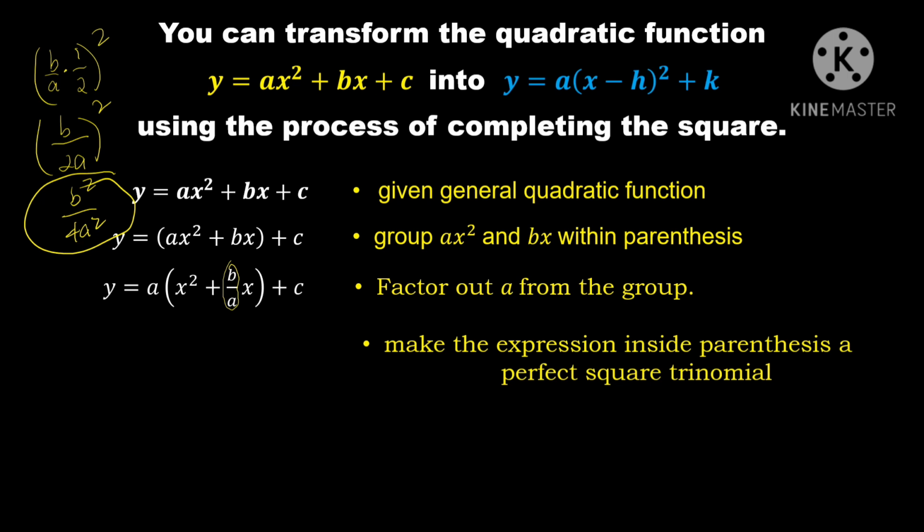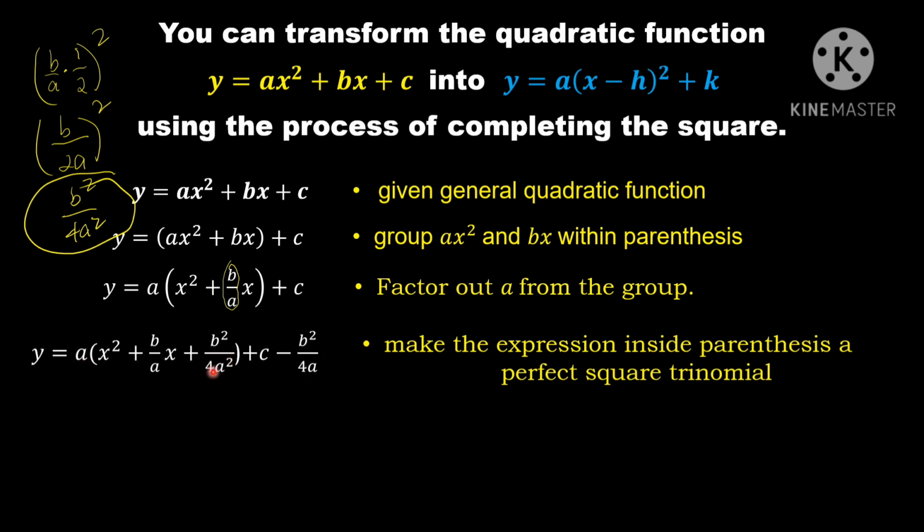I-add natin yan dito sa loob ng parentheses. So it will become now a times x squared plus b over a of x plus this result, b squared over 4a. Then plus c minus, but before we subtract, we have to multiply this first to the value of a. So a times b squared is ab squared over 4a squared, that is b squared over 4a. Makakancel yung a dito na isa, so ang matitira b squared over 4a.